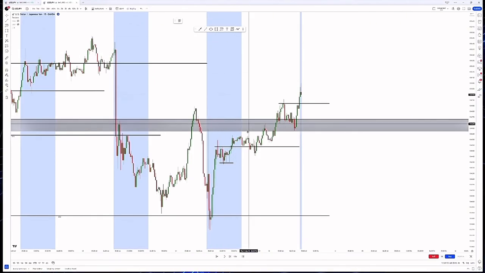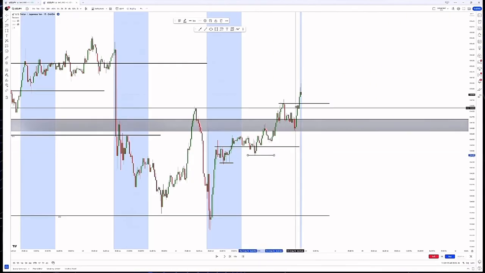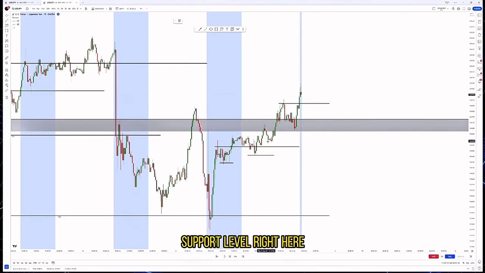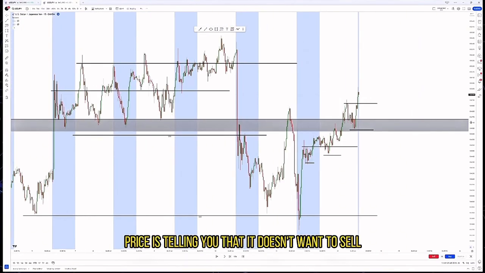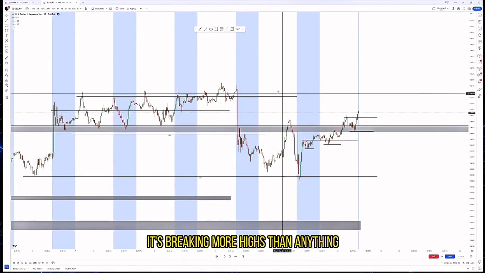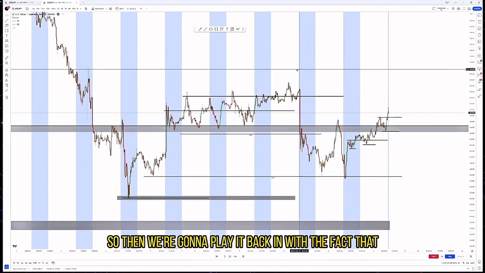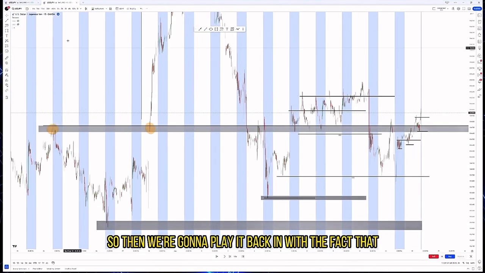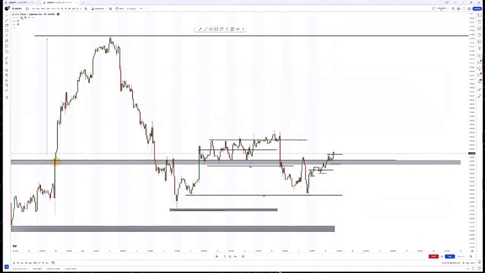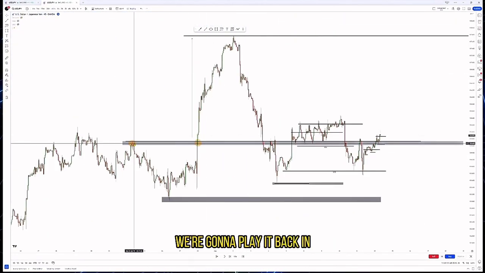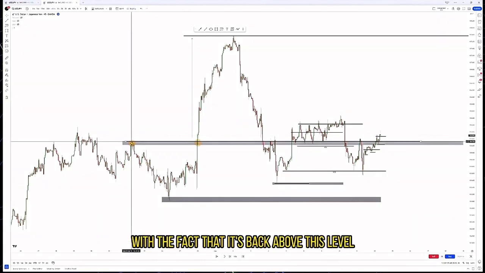Support level. Support level right here. I'm going to do a support here. Price is telling you that it doesn't want to sell. It's breaking more highs than anything. So then we're going to play it back in with the fact that it's back above this level.